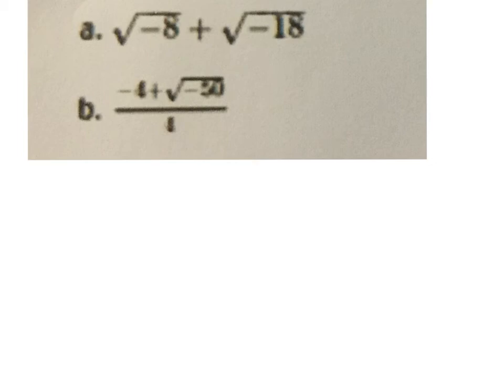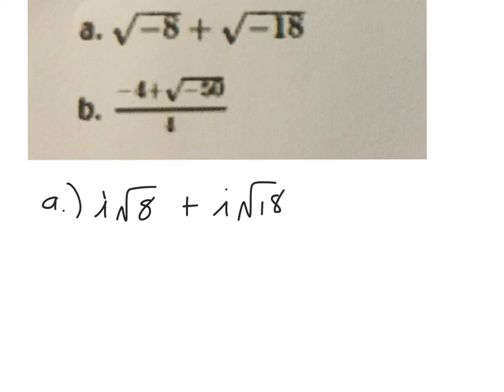Okay, so now we're going to rewrite some of these. So let's look at A. The letter A is the square root of negative 8 plus the square root of negative 18. You want to just make it radical negative. So this is going to be i radical 8 plus i radical 18.